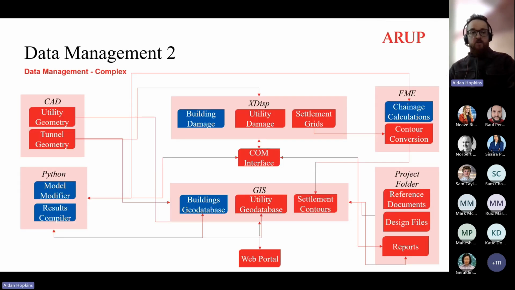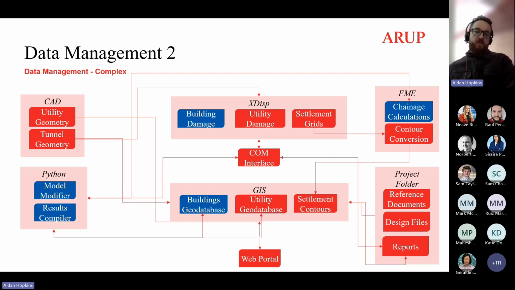So just to go through the workflow, we had, for example, a building database in GIS that gave us all the buildings located in plan. And then with that, we also had foundation depth information. We had information on the building type. In XDisp, we then have our building damage, and from that, we're pulling the building type, so height and foundation depth, to get our G to E ratios.